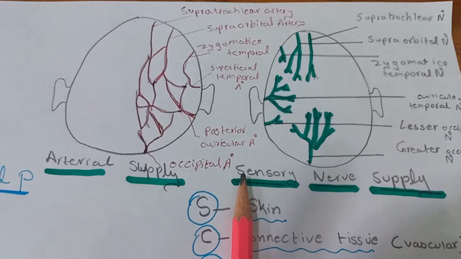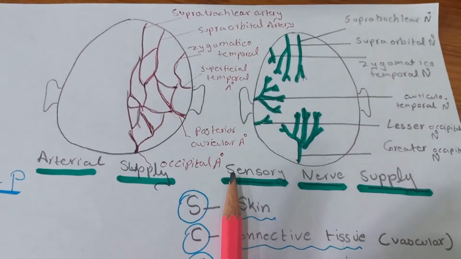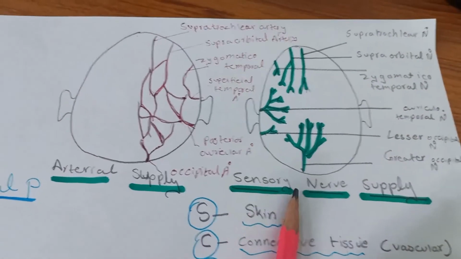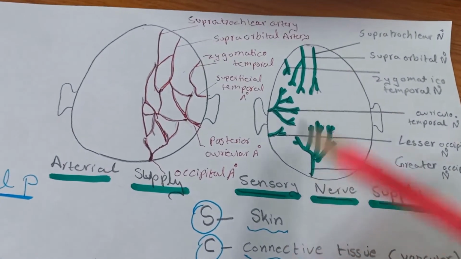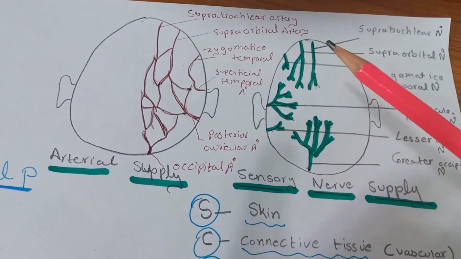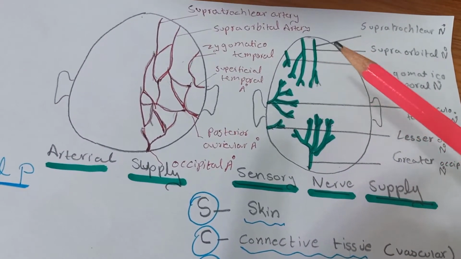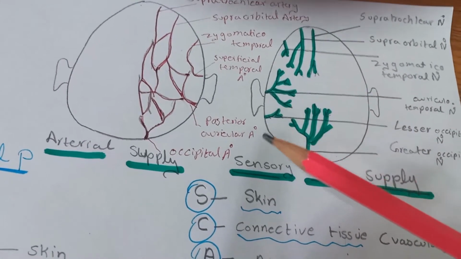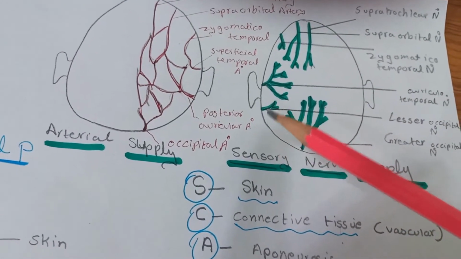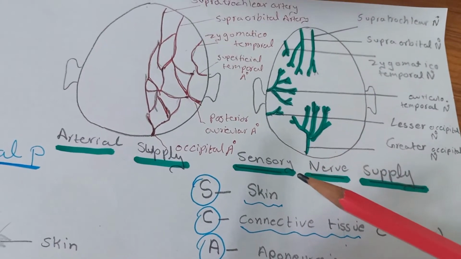Now let us discuss the sensory nerve supply of the scalp. First of all, I have drawn this diagram showing the sensory nerve supply of the scalp. There are some nerves: the supratrochlear nerve, the supraorbital nerve, this is the auriculotemporal nerve, this is the lesser occipital nerve, and this is the greater occipital nerve.